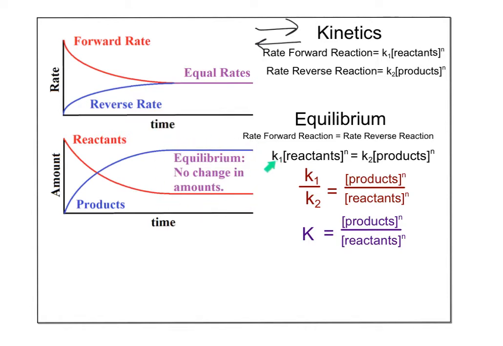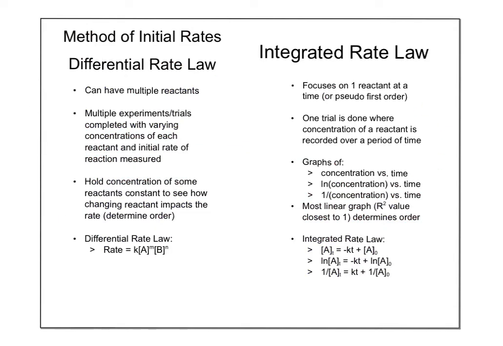And so what if I rearrange? I can say that K1 times the reactants equals K2 times the products, setting them equal since those two rates are equal. And then what if I move the K's to the same side? Now I can call this a mega K. Instead of K1 over K2 for the rate constants, I can make this big K for equilibrium, products over reactants. So that's the connection between these two units.